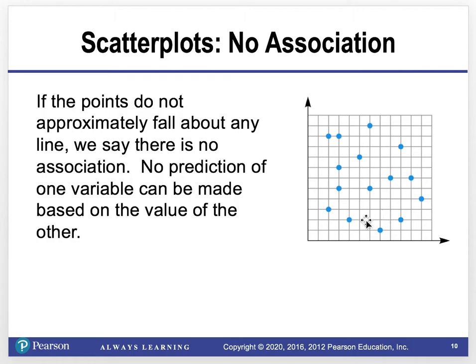Sometimes there's no association at all. So you can say, oh, there's no way I could draw a line through there that kind of fits all of that data. Okay, so no prediction can be made based on the value of the other.